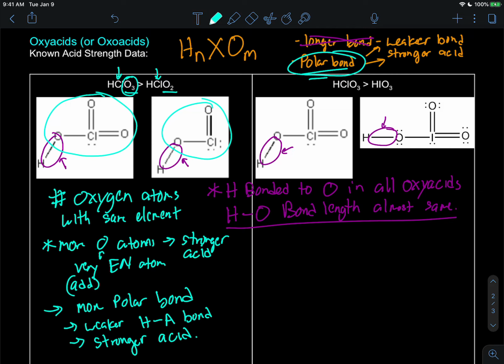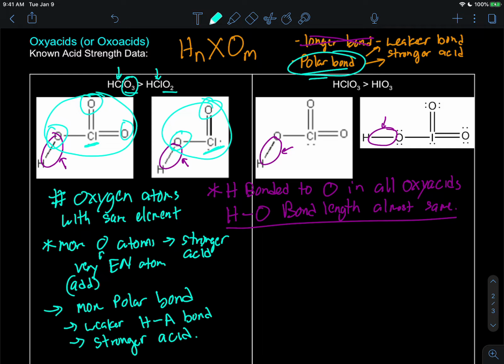So again, comparing when we have the same element, chlorine, and then we have 1, 2, 3 oxygen atoms, the more oxygen atoms we have, the more electronegative that whole group is that our oxygen is bonded to.